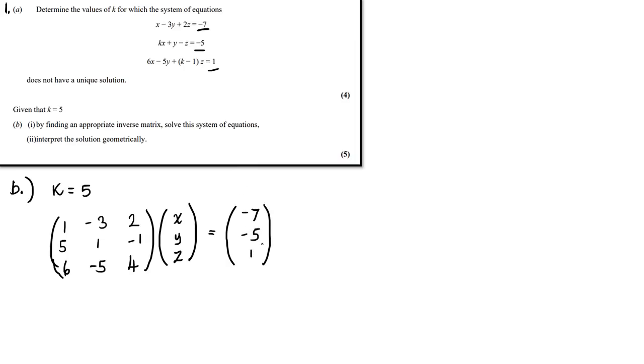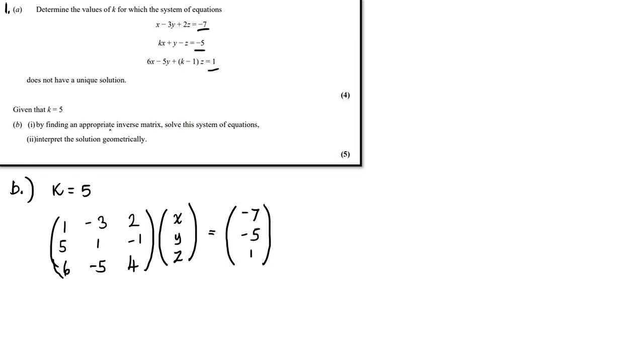So if I simply want the value of x, y, and z here, then what I need to do now is multiply both sides here by the inverse of this matrix. So that's why it says finding an appropriate inverse matrix. So that's why we're doing this here now.